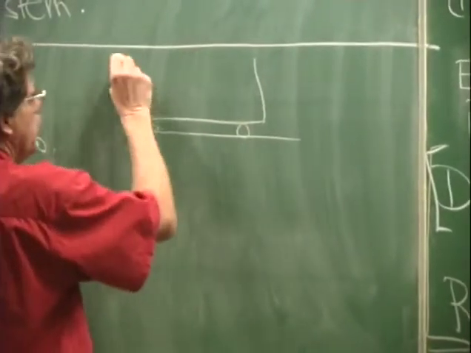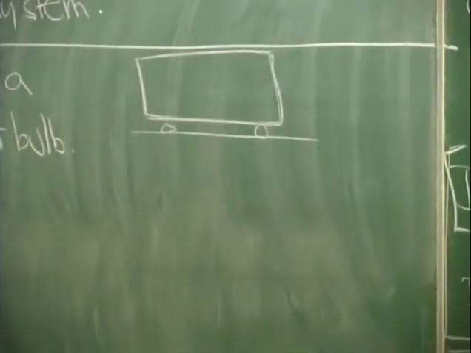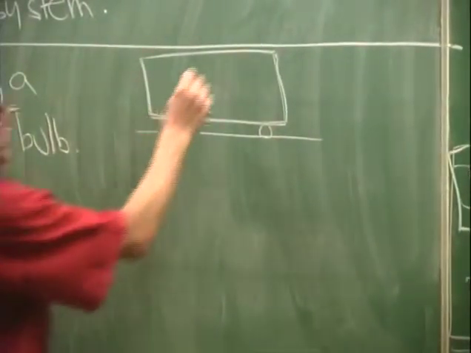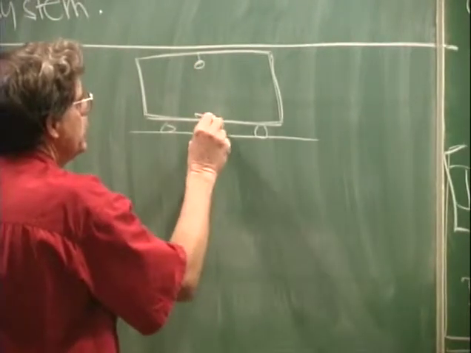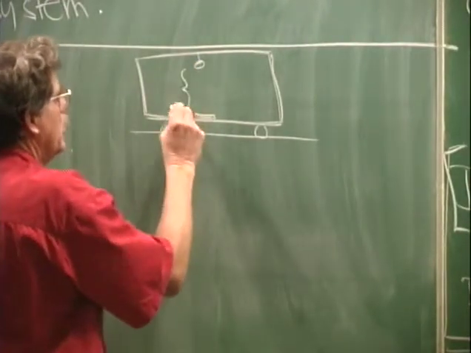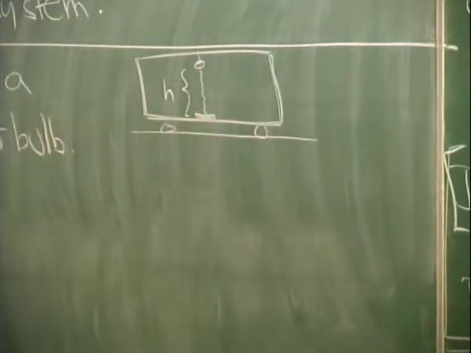boxcar, and I'm going to do exactly the same job. I'll analyze it first from the point of view of somebody riding along with the boxcar, in which the boxcar then is at rest. Here's the light bulb, here's the detector, and the distance that the light has got to go is h. So there's the light beam, and it goes a distance h down to the detector. And the question I ask is, how long does it take the light to get from the bulb to the detector?